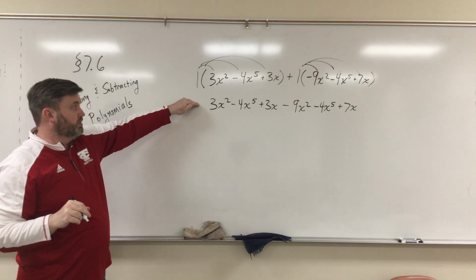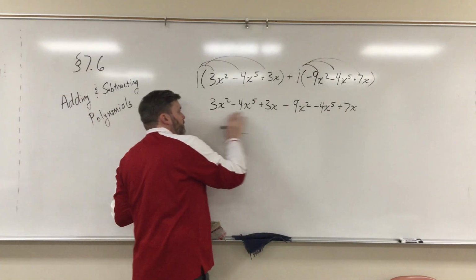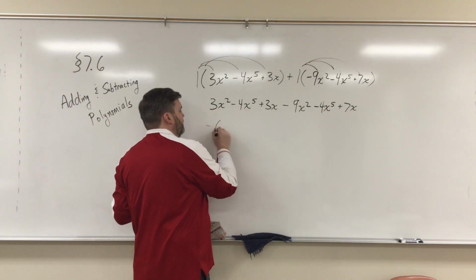Now this looks a whole lot like the first example that we did. So we got 3x squared minus 9x squared, that's negative 6x squared.